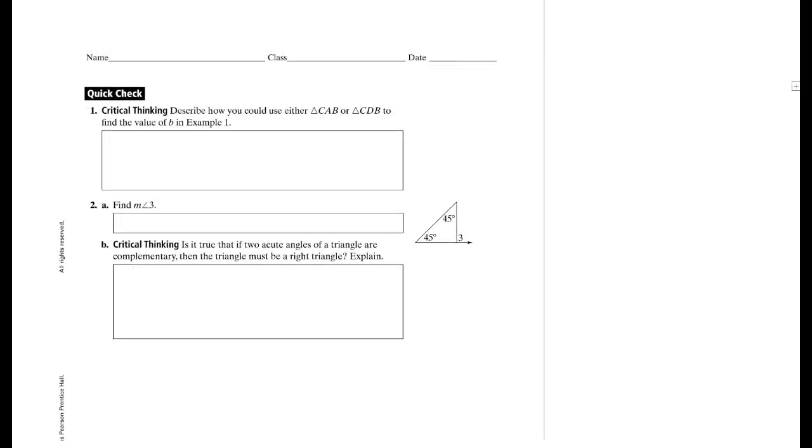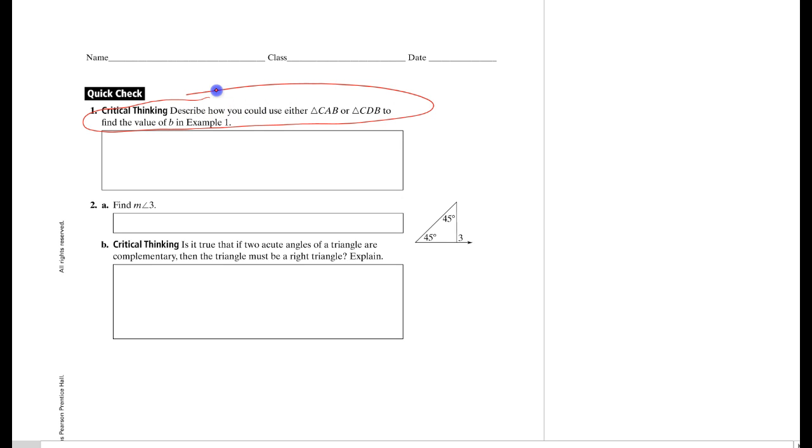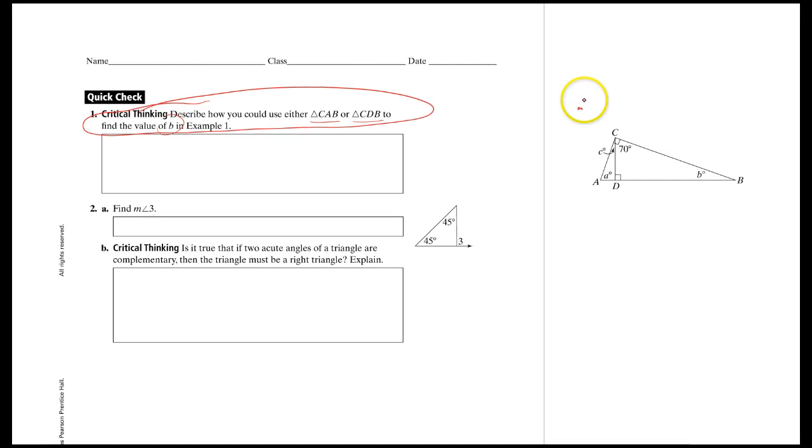All right, last page of notes. Critical thinking. Describe how you could use either angle CAB or angle CDB to find the value of B in example 1. Well, where's example 1? Here is the triangle from the example.